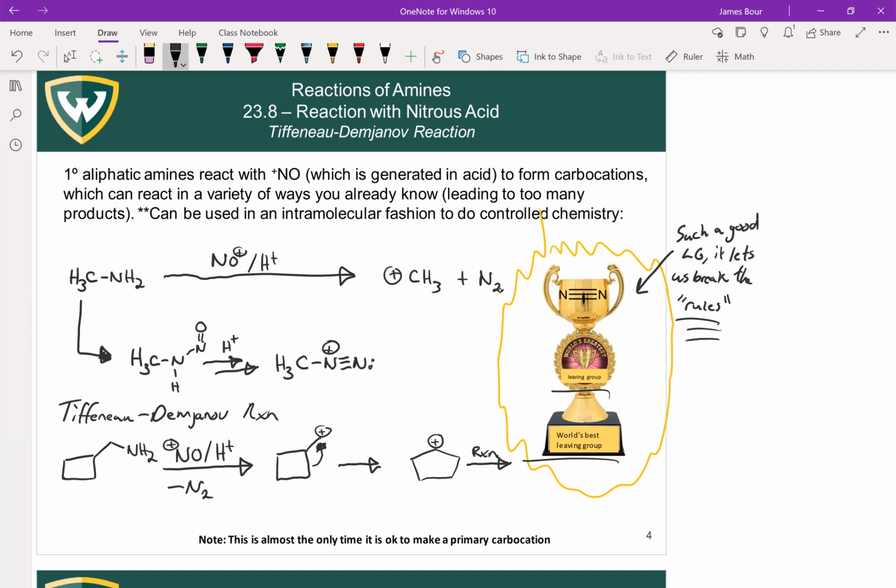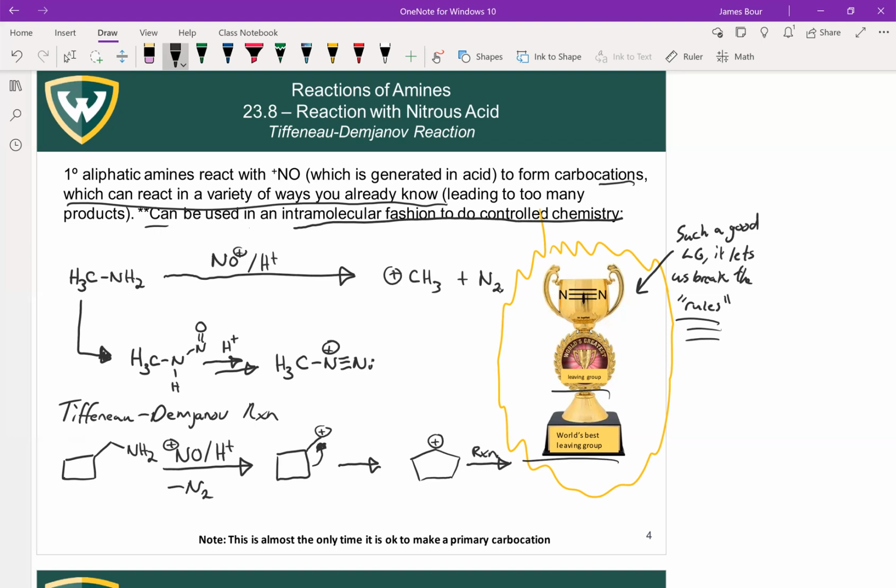And this is pretty problematic because primary carbocations are very reactive. And so they'll just self-immolate. They'll turn into a million different products. And it's just not very useful. There are some exceptions to that, and it can be used to useful effect in intramolecular fashions, okay, to do controlled chemistry. We say intramolecular, that's a molecule reacting with itself. And so here's an example of a controlled use of a primary carbocation, what's called the Tiffeneau-Demjanov reaction.